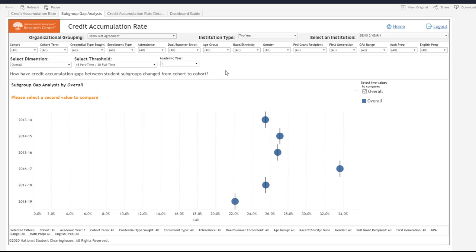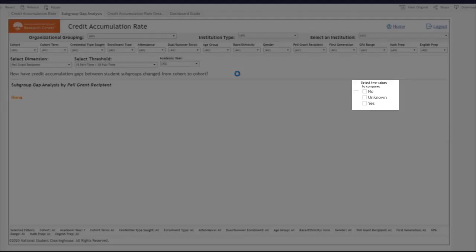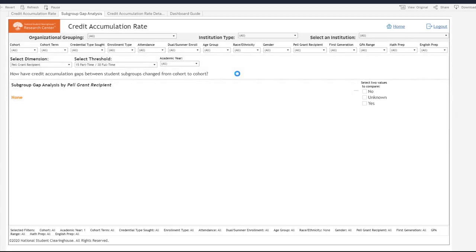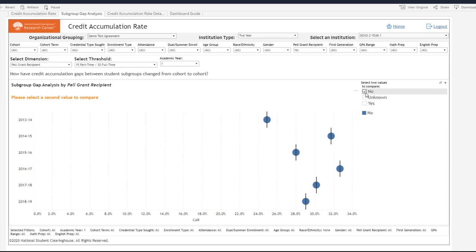Let's use this report to answer a question. What is the gap in credit accumulation rate between students who are Pell Grant recipients and those without a Pell Grant? To answer that question, let's apply the Pell Grant recipient dimension by clicking on the dimension dropdown and selecting that metric. To the right, we see the values of the Pell Grant recipient metric. Because this report compares 2 student populations, it's waiting for you to select which populations. Let's select No, which means that students are not Pell Grant recipients, and Yes, which means students are Pell Grant recipients.